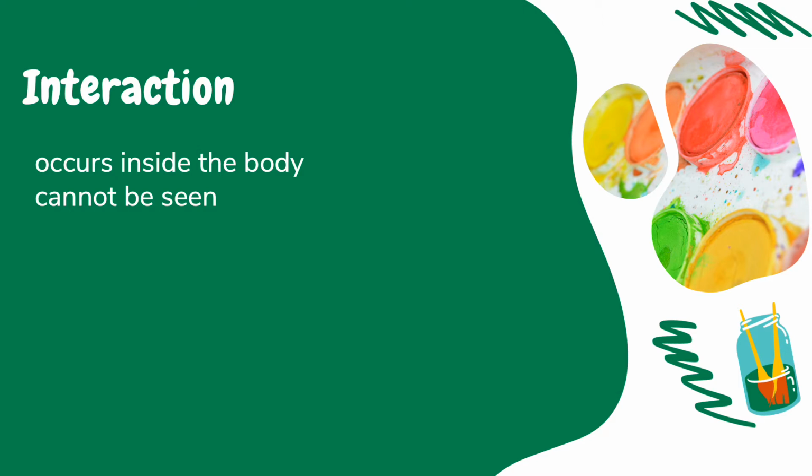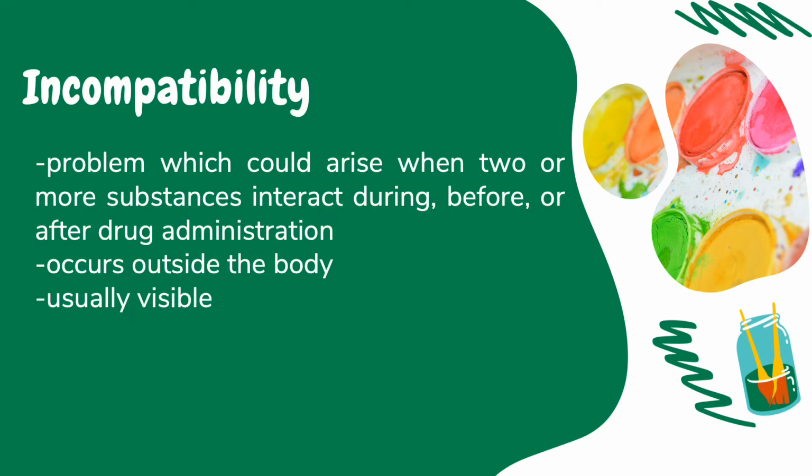Interaction is defined as the thing that occurs inside the body that cannot be seen, while incompatibility is a problem which could arise when two or more substances interact during, before, or after drug administration. It can occur also outside the body, and incompatibility usually is visible to our naked eye.